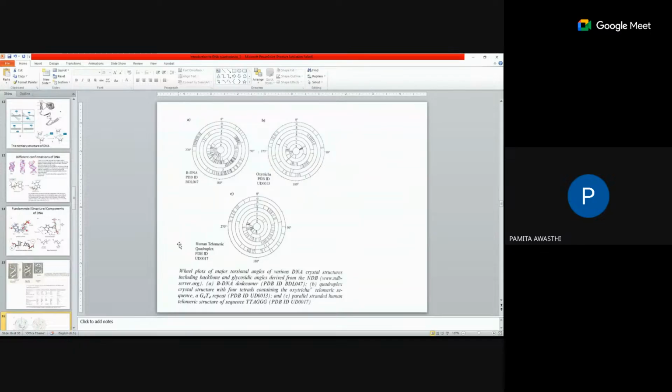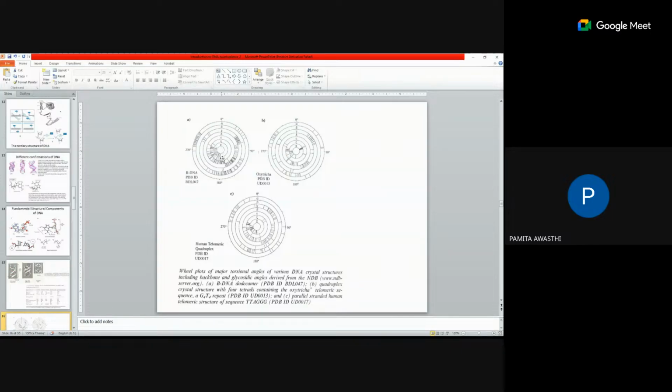These are the results from the crystal structures of a quadruplex DNA, which has been solved for oxygen DNA, and this is for human telomerase quadruplex DNA. So this is the PDB number I have given. So detail can be seen over here from the literature. So various dihedral angles are shown for each nucleotide.